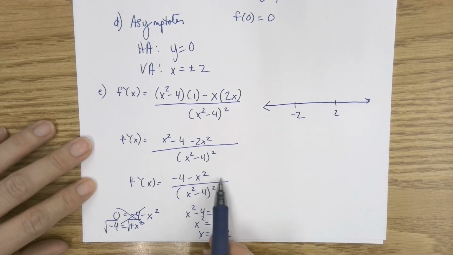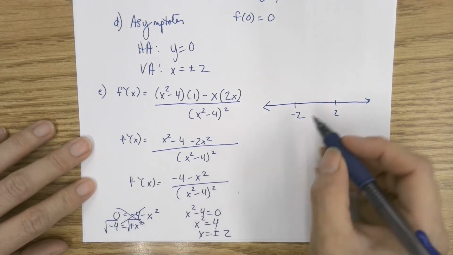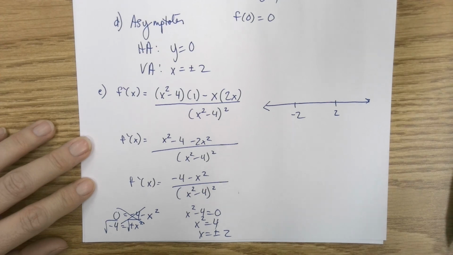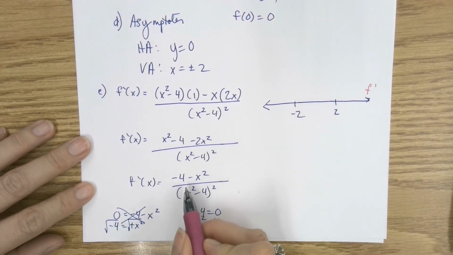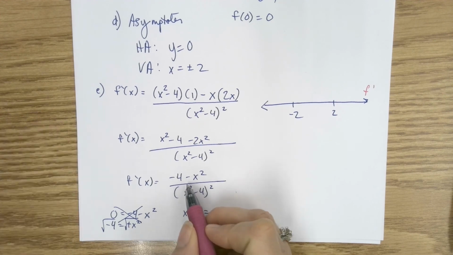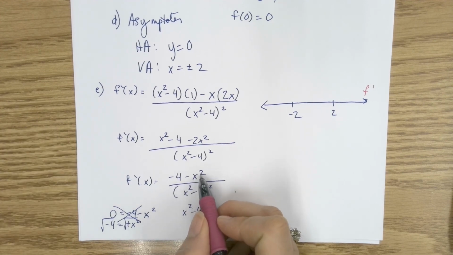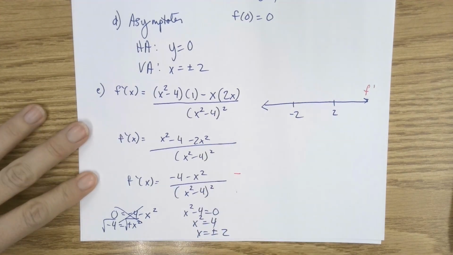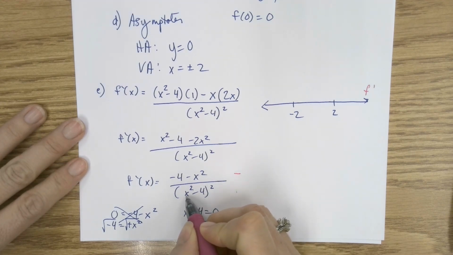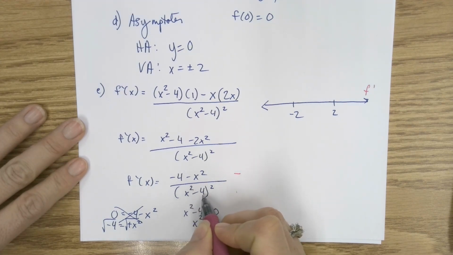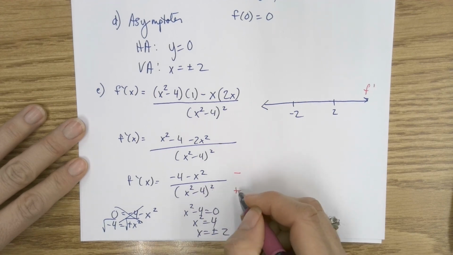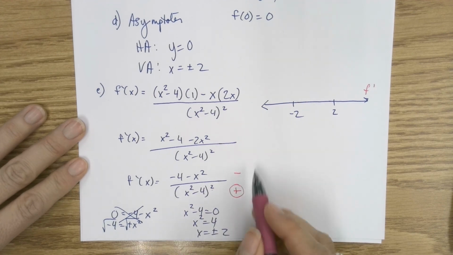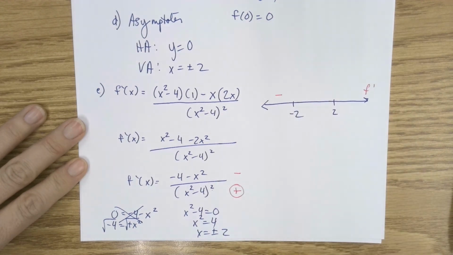We are substituting those into f prime. So let's substitute negative 3 in. Negative 4 minus a negative 3 squared, which would be 9. Negative 4 minus 9 is negative. And negative 3 squared is 9, minus 4 squared. Anything squared on the bottom is always going to be positive. So a negative over positive is a negative.